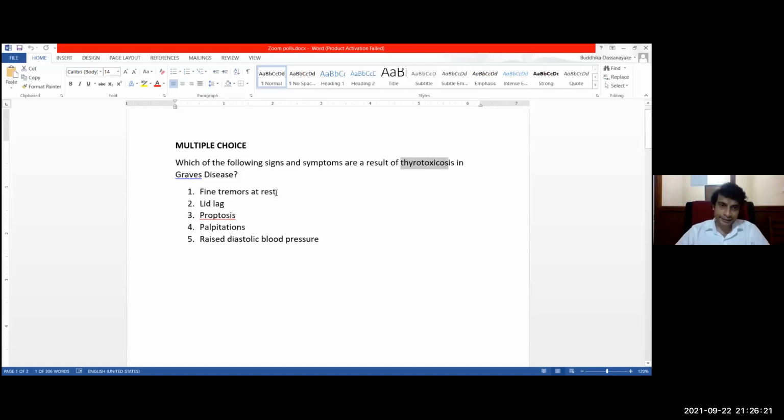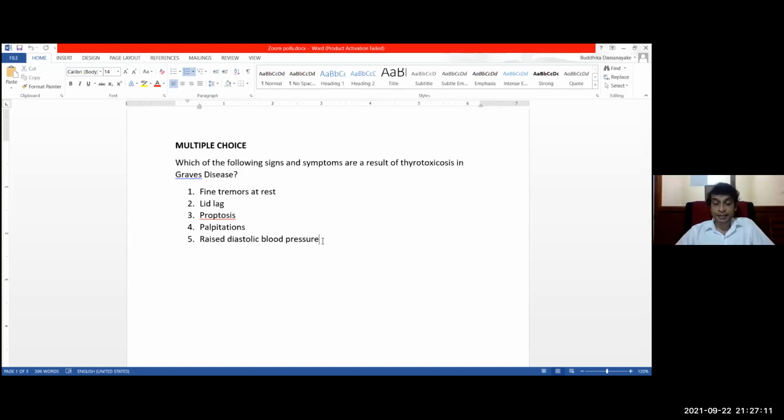So fine tremors at rest, yes, it is caused by increased thyroxine in circulation because it causes increased sympathetic overactivity. Lid lag again, yes. Proptosis, no, because although proptosis does occur in Graves' disease, it's not a result of thyrotoxicosis, right? It's a result of the same antibodies that acted on the thyroid to stimulate it, acting on the soft tissue in the orbit and proliferating soft tissue in the orbit. Palpitations, yes, they do occur because of increased sympathetic activity. Raised diastolic blood pressure, no, because raised diastolic blood pressure occurs in hypothyroidism because of peripheral vasoconstriction. They have cold peripheries, right?